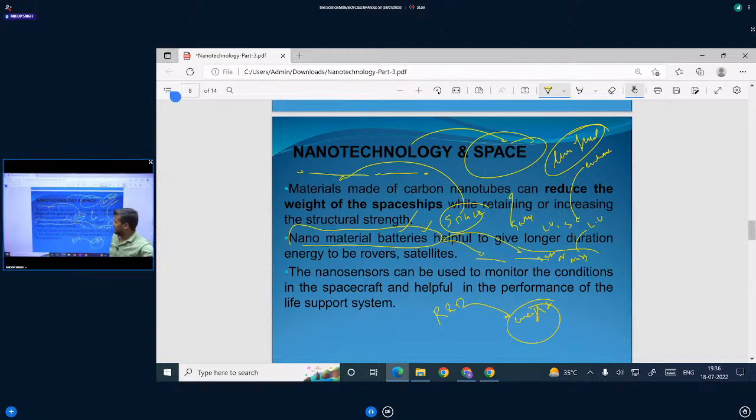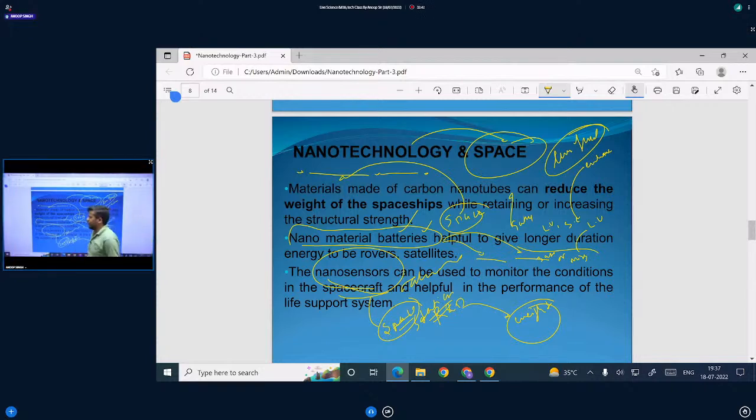Even in the spacecraft, or in a space station, if you want to detect what the condition is over there, then with the help of the nano sensor, we can detect the conditions. With the help of the nano sensor, we can monitor the condition in the spacecraft and the space station. If anything goes wrong, then an alert message is generated and action is taken on time. So this is an important thing.